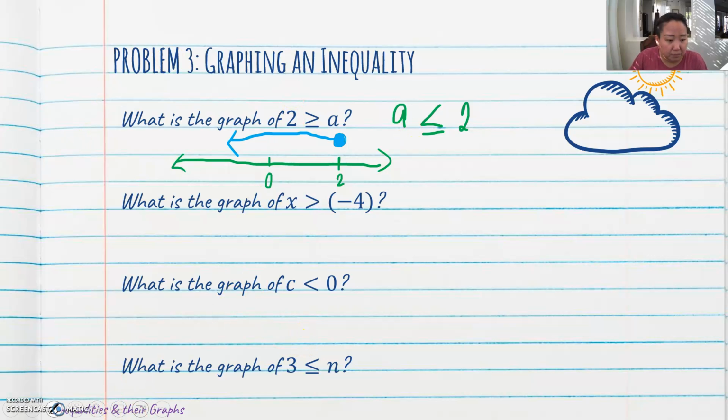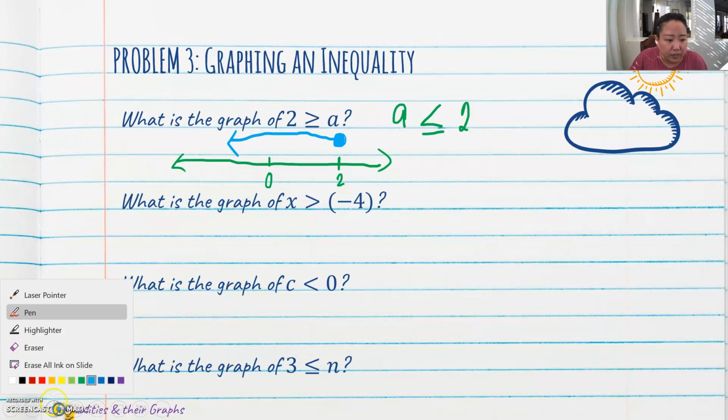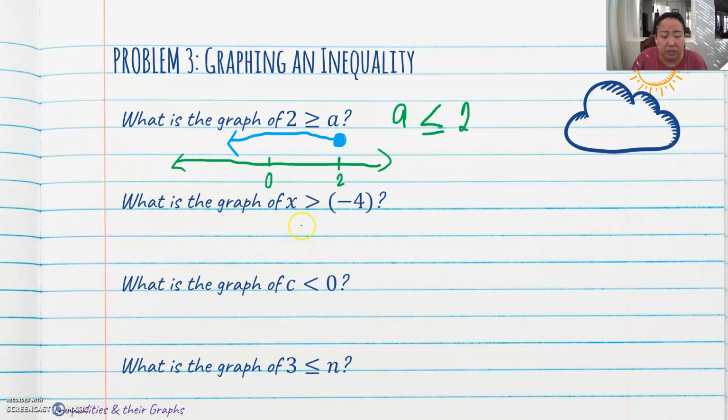Let's have the next example. Our next example is x is greater than -4. So again, our number line. Oops, sorry. I try my best to have it as straight as I can, but you have to forgive me. Our point of reference will always be 0. Is -4 on the left side or right side of 0? Negatives are always on the left side, and so this will be -4 over here. So what kind of dot are we going to use with -4?